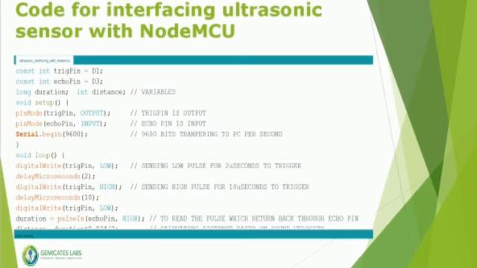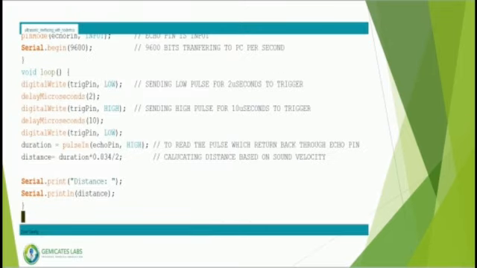In loop, we have made trig pin low for 2 microseconds and high for 2 microseconds, and again made it low, and assigned pulseIn of echo pin to duration, and assigned duration into 0.034 by 2 to distance for calculating distance based on sound velocity, and printed the value of distance.